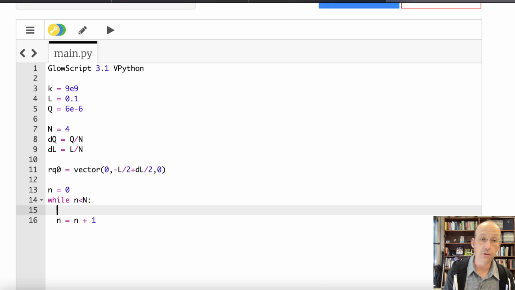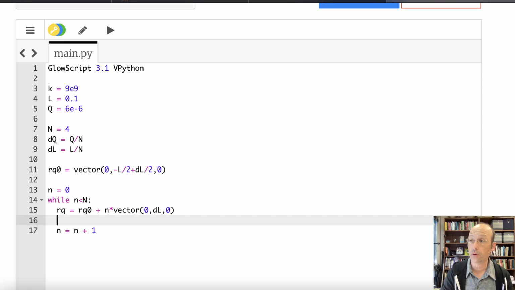Instead, what I'm going to do is make a sphere. I'm going to give a vector location of the charge. RQ is going to be RQ0 plus, and this is just what I said, plus n times vector 0, 0, dl, 0. And now I'm going to put a sphere where that RQ is.